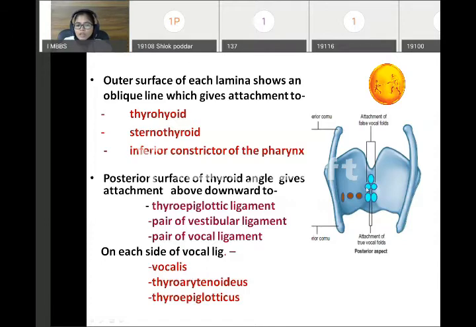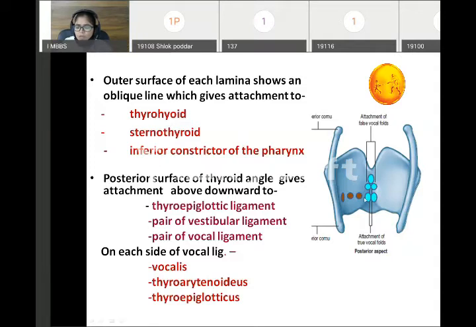Now, the posterior surface of the thyroid angle. We have seen the thyroid angle, which is formed by the meeting of the 2 thyroid laminae in front. So this posterior surface of the thyroid angle gives attachment to some structures. From above downward, these structures are the thyroepiglottic ligament. Then below it, there is attachment of a pair of vestibular ligaments. And below the vestibular ligaments, there is attachment of a pair of vocal ligaments. So from above downward, the structures attached at the posterior surface of the thyroid angle are the thyroepiglottic ligament, then the pair of vestibular ligaments and the pair of vocal ligaments.